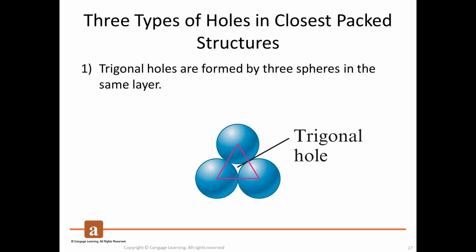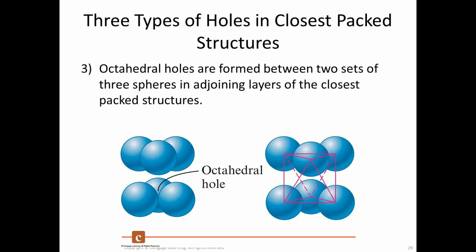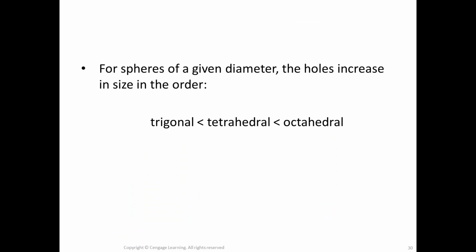There are essentially three types of holes in closest packed structures where ions of opposite charge can fill. We have trigonal holes, which are formed by three spheres in the same layer. We have tetrahedral holes, which are formed when spheres sit in the dimple of three spheres in an adjacent layer. And we have octahedral holes formed between two sets of three spheres in adjoining layers of a closest packed structure.